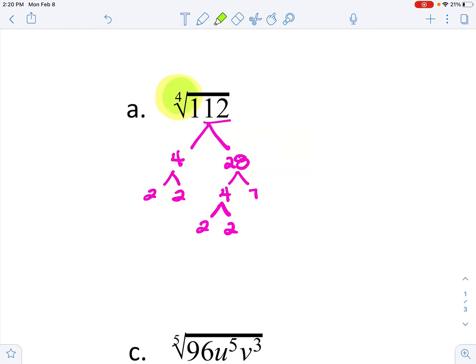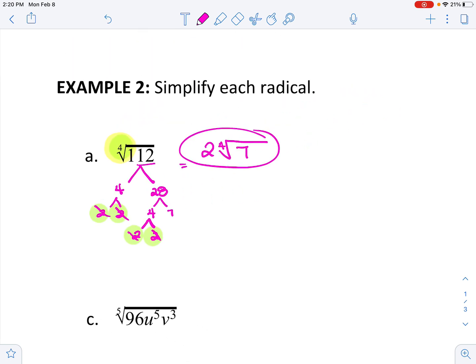So because this exponent is 4, I need 1, 2, 3, 4 factors to come out in order for one term of 2 to be in front. And then anything that's left over inside the radical would just be multiplied back together. So that's how we simplify them. Step one is we're going to factor them. And then we're going to remultiply. Okay.